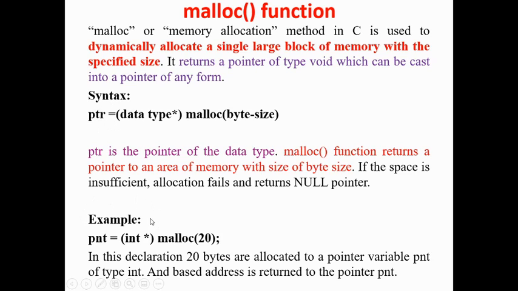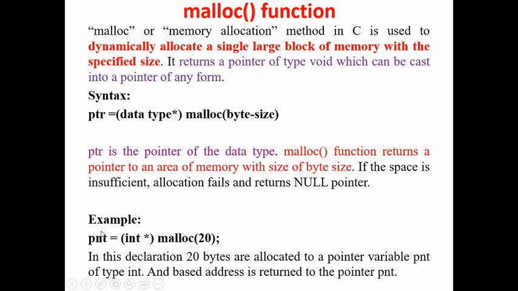Here an example is given. pnt is the pointer variable, typecasting integer star, malloc 20. The malloc function allocates 20 bytes of memory and returns the base address, which is typecast as an integer star. pnt is an integer pointer variable that should be declared. The returned base address is stored in the pointer variable pnt. In this declaration 20 bytes are allocated to a pointer variable pnt of type integer, and the base address is returned to the pointer pnt.